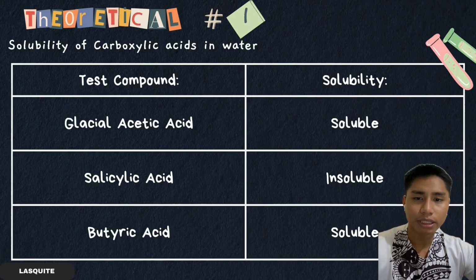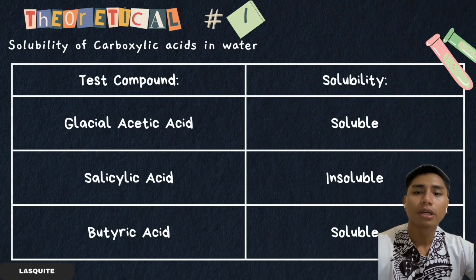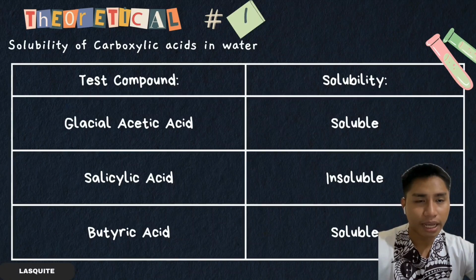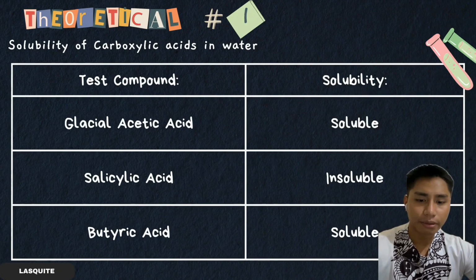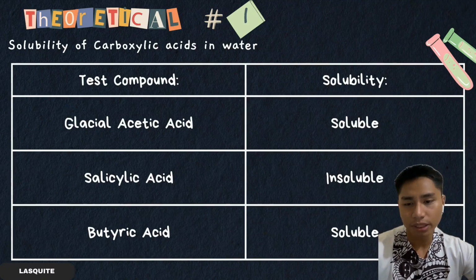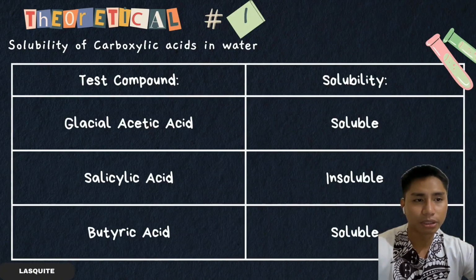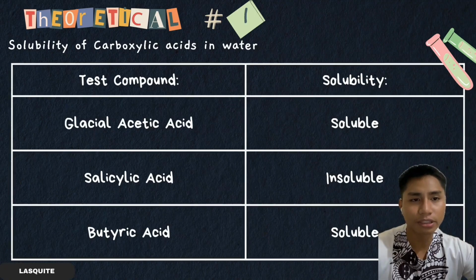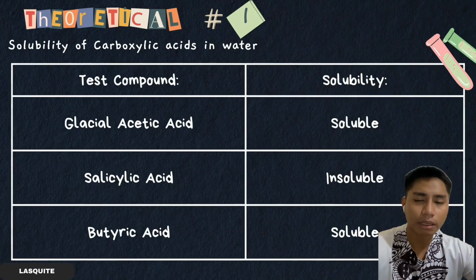And I am going to discuss the theoretical result in the first experiment, titled the solubility of carboxylic acid in water. So for the first compound, we have the glacial acetic acid, which showed solubility in water. This is due to the ability of the acetic acid to form hydrogen bonds with water molecules.